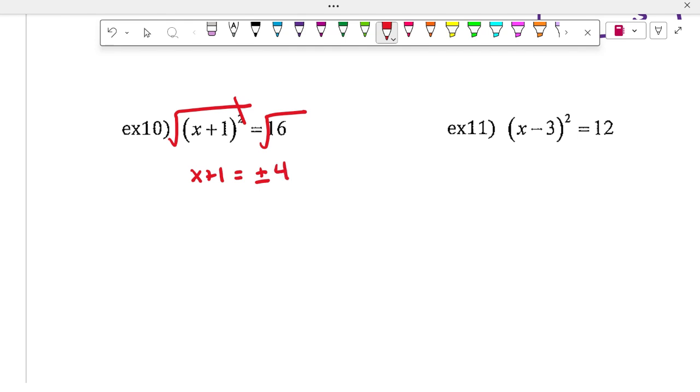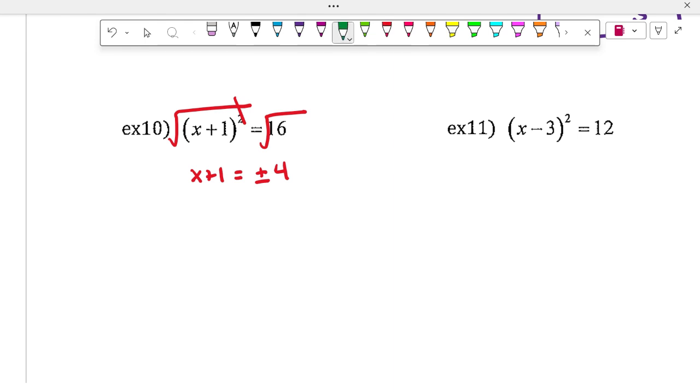Don't forget the plus or minus, because you should not be getting one answer for a quadratic. Unless the discriminant was 0, then yeah, you get one answer. But more often than not, you are definitely going to get 2. It's very rare that you get 1.